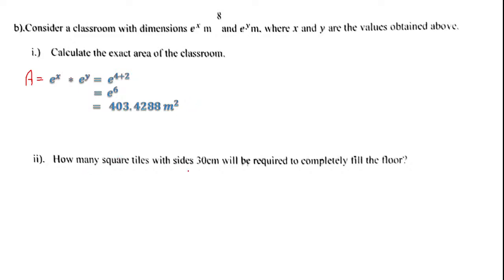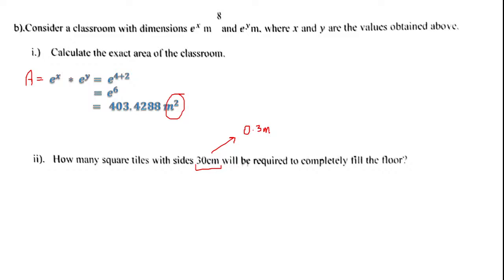Now in part 2 of the question, we have been asked how many square tiles of size 30 centimeters will be required to completely tile the floor. So let us recall that since these units here are in square meters, let us convert these dimensions to meters. So 30 centimeters is 0.3 meters.